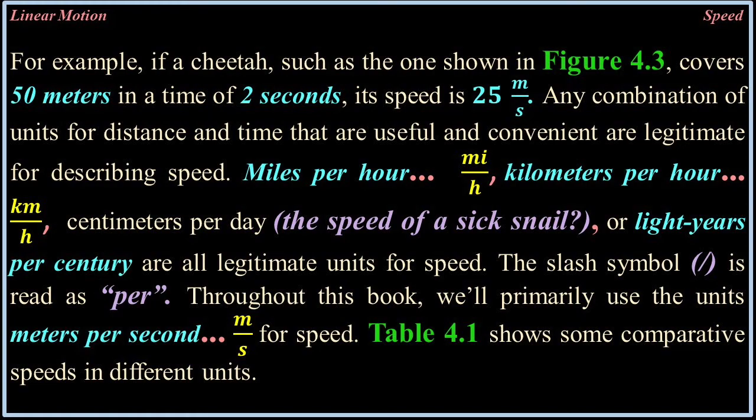Any combination of units for distance and time that are useful and convenient are legitimate for describing speed. Miles per hour, kilometers per hour, centimeters per day, the speed of a sick snail, or light years per century are all legitimate units for speed. The slash symbol is read as per. Throughout this book, we'll primarily use the units meters per second for speed. Table 4.1 shows some comparative speeds in different units.